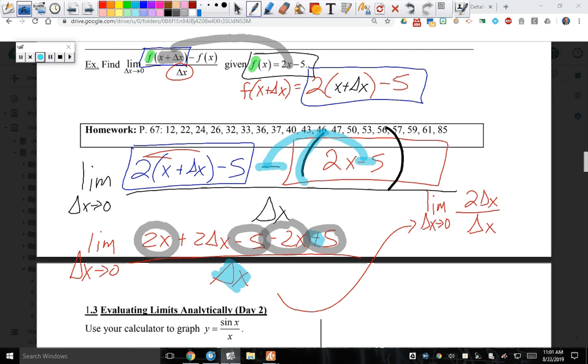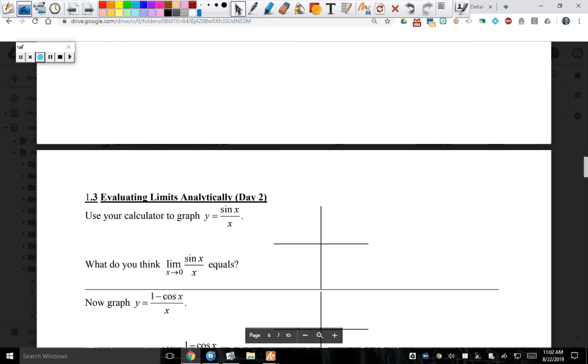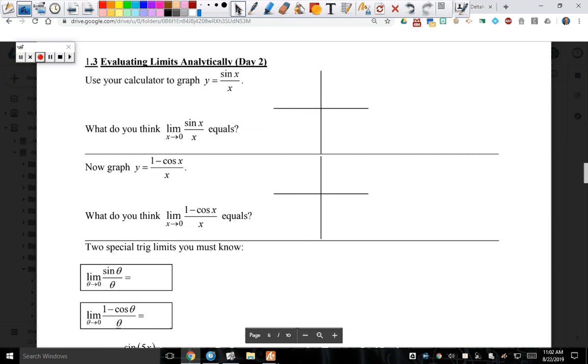What should I do next? Cancel out to a form of 1. So what's left over is just the limit as delta x approaches 0 of 2, which is any one. What would that be? 2. There's your answer. Okay? Not too bad, right? Alright, so let's do more algebraic manipulation, because some of these do change.